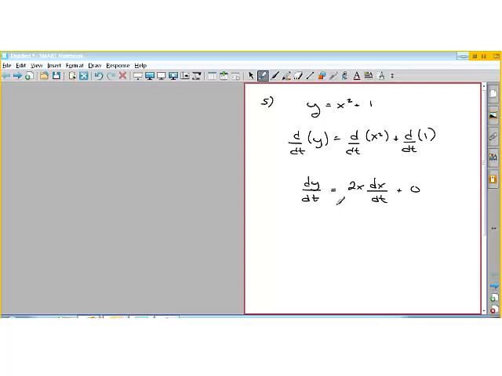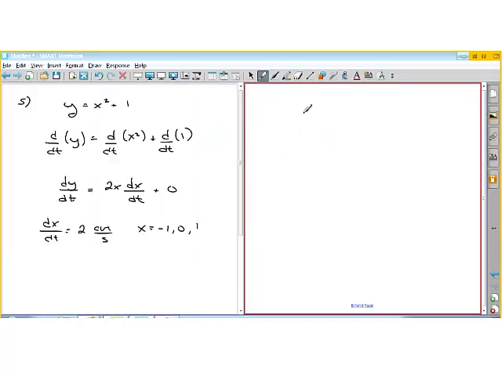So what we're looking for is dy/dt for the given values of x. So what do we know? We know that dx/dt, the rate of change of x with respect to time, is 2 centimeters per second. And we need to know x. And we have 3 values: -1, 0, and 1 for the 3 parts. So all we do is just plug them in there.